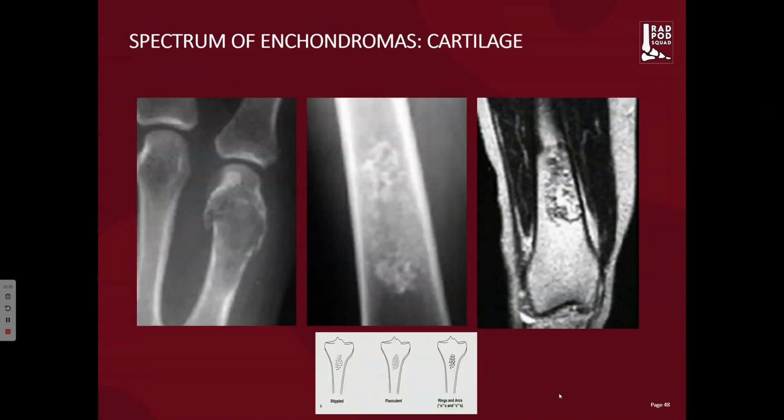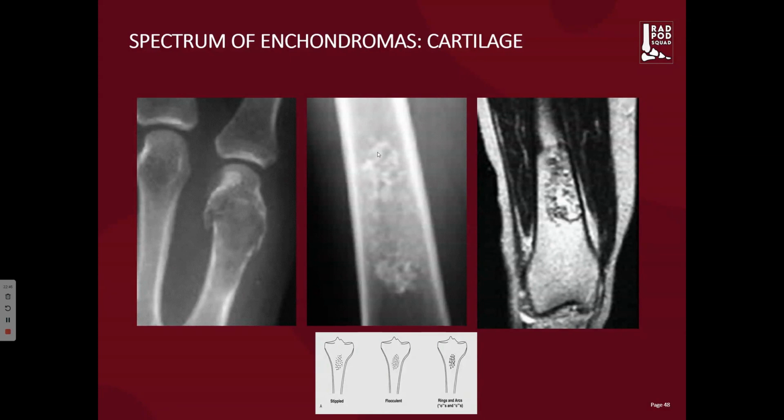Spectrum of enchondromas. When we look at cartilage, we can think of cartilage can be stippled. It can be flocculent as they join closer together, and there can be actual rings and arcs. So stippled mineralization, you may not appreciate that there's any kind of stippling inside of the lesion.